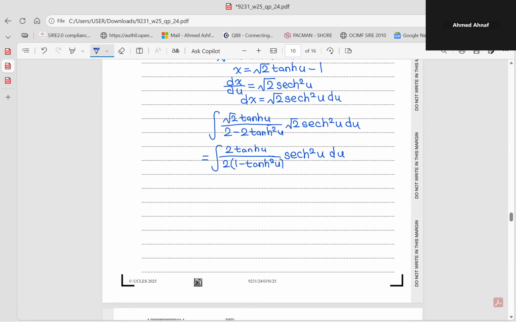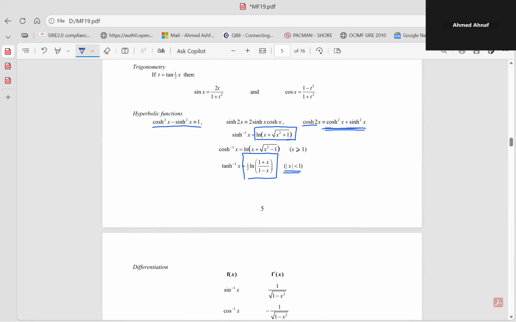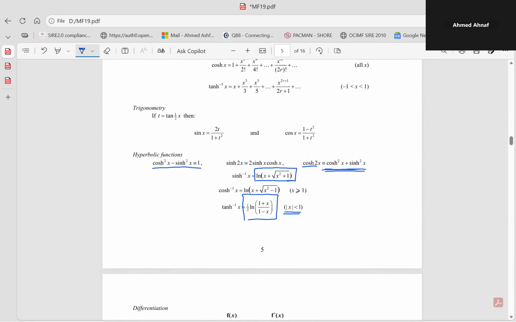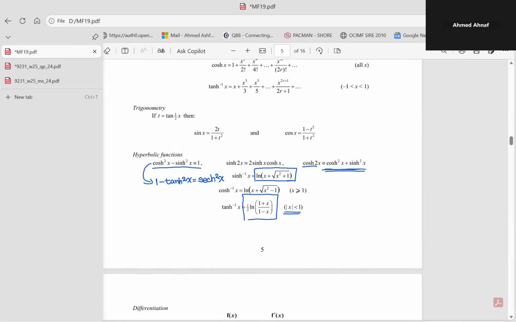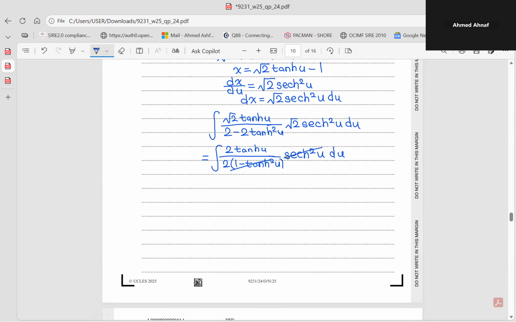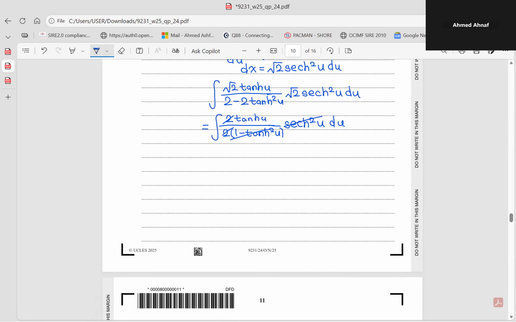So for 1 minus tan squared u, you go to your trigonometric identities. To get an expression for that, we divide the identity by cos squared on both sides. Then you get 1 minus tan squared x equals 1 over cos squared, which is sec squared x. So 1 minus tan squared u is sec squared u. These two can cancel out, as well as this. Therefore, you only have the integral of tan u.